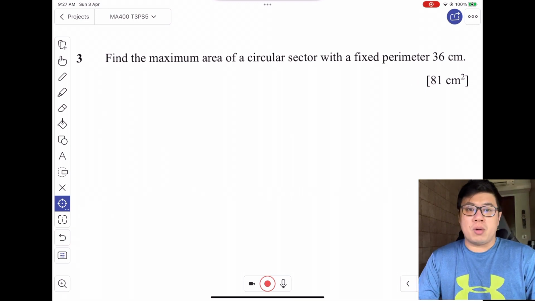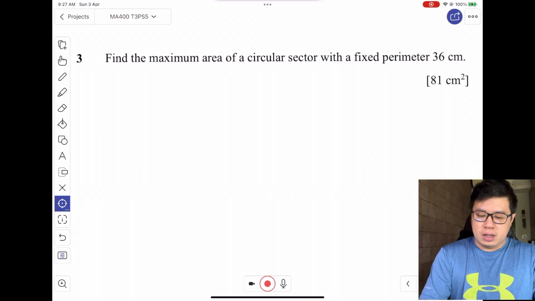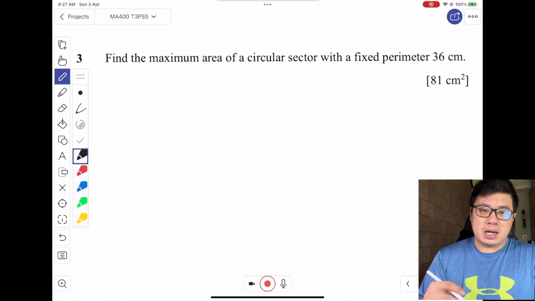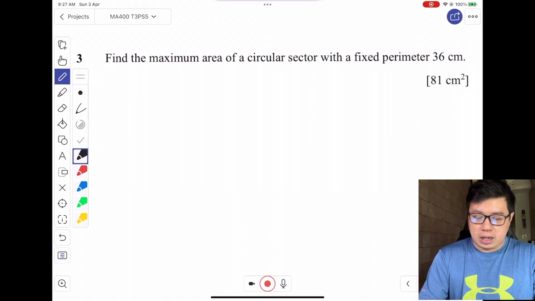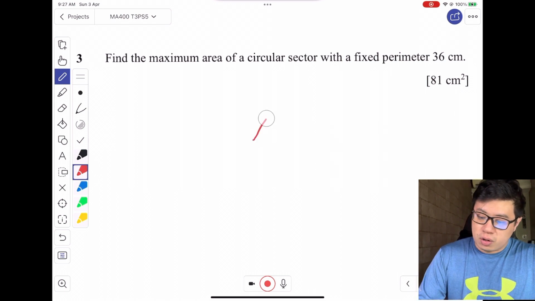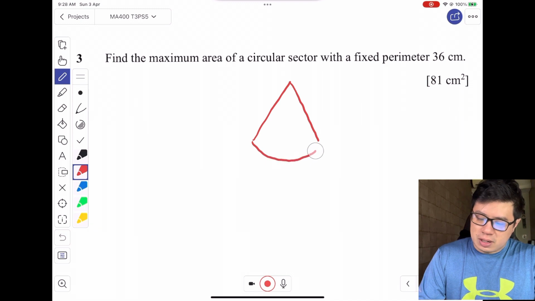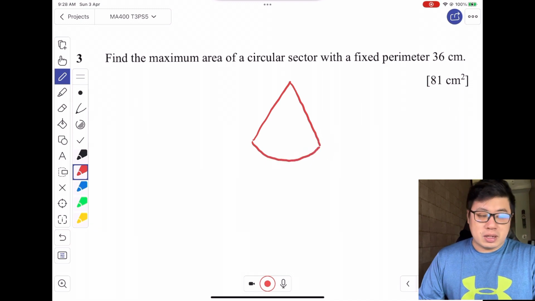First of all, I think it will help if you draw a diagram. Do recall what a sector looks like. A sector is a portion that we take out of a circle. If you recall your circular measure, a sector is like when you cut out a slice of a pizza from the circle.